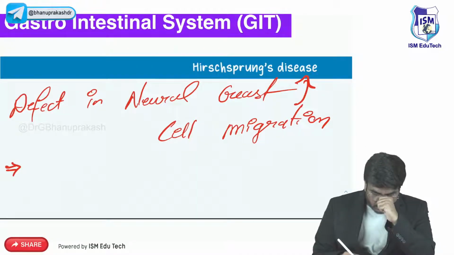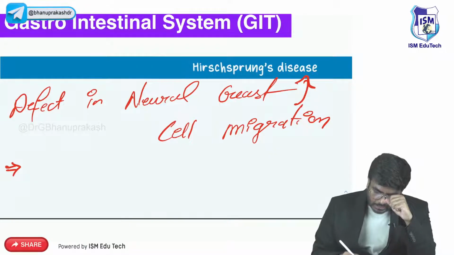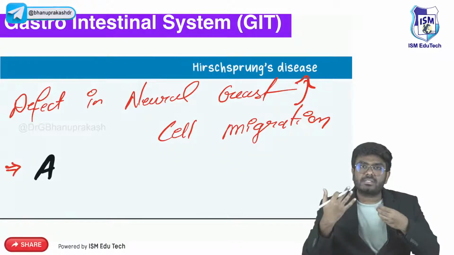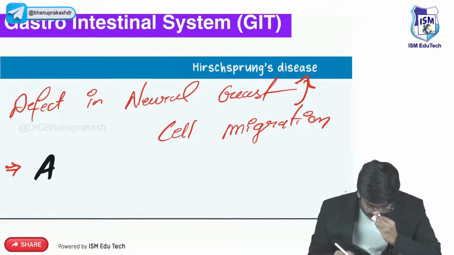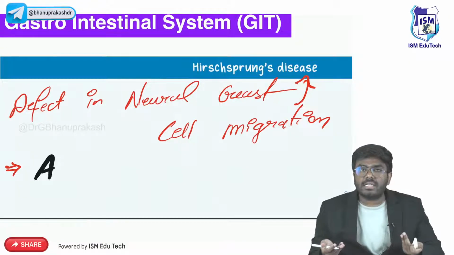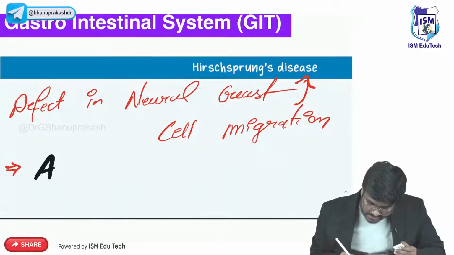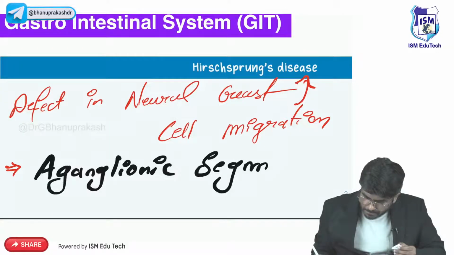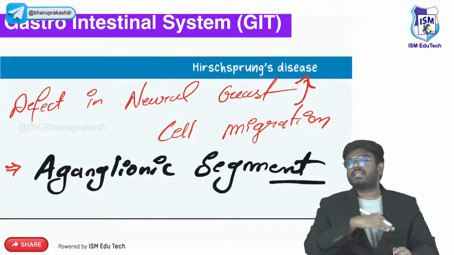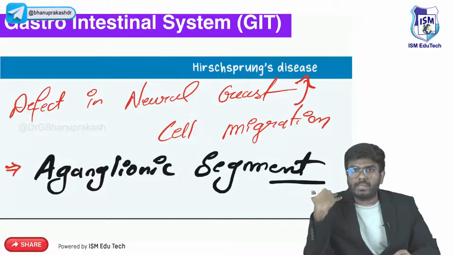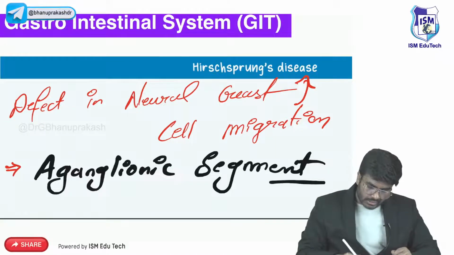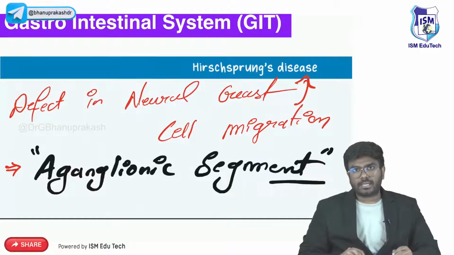No. So you are going to have an aganglionic segment, meaning in that particular part of the GIT, no Meissner's plexus, no myenteric plexus. If you look under the microscope, you cannot see any myenteric plexus or Meissner's plexus. So that is called an aganglionic segment. Are you getting it? Neural crest cell migration doesn't happen, so Meissner's plexus and myenteric plexus are not formed, leading to what? An aganglionic segment.